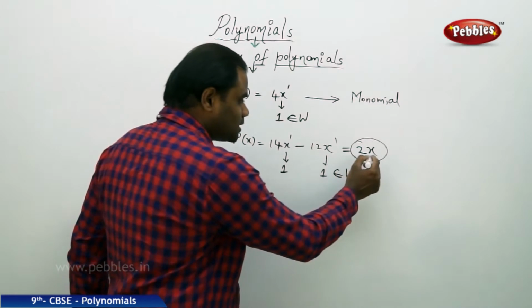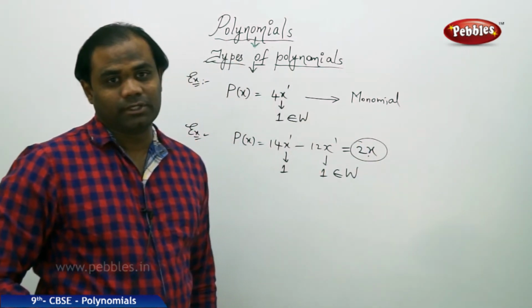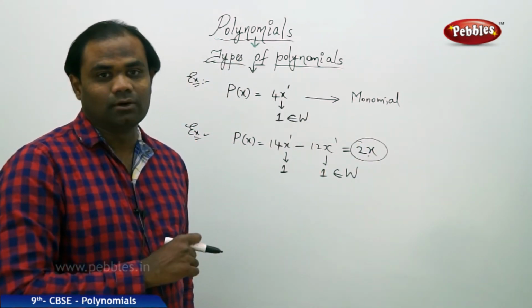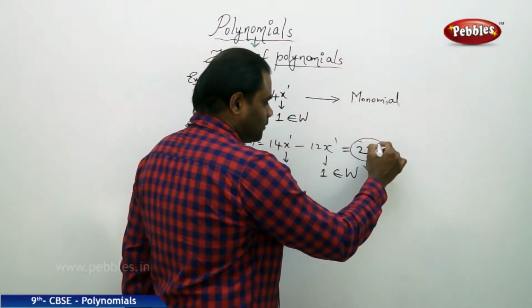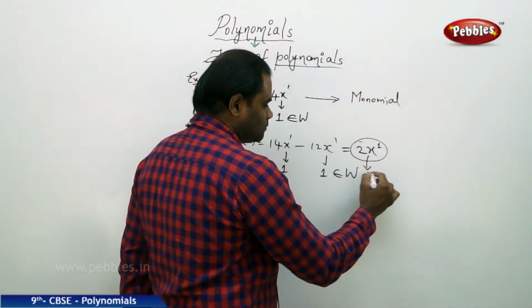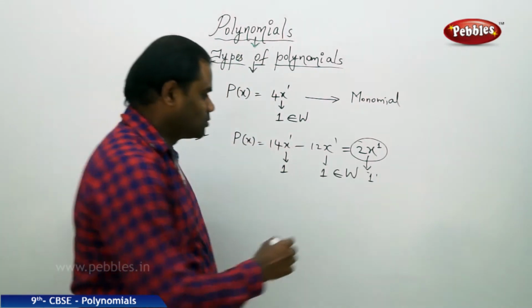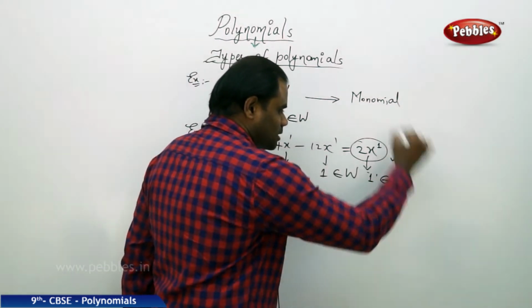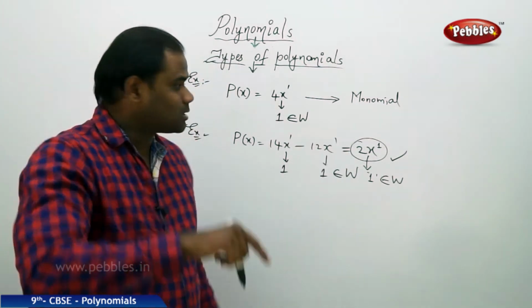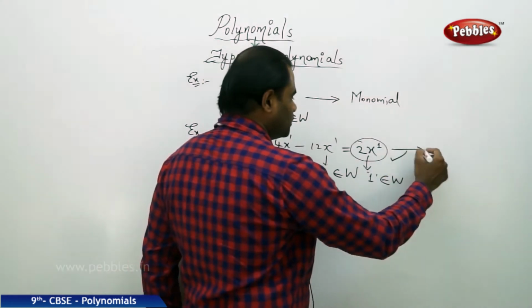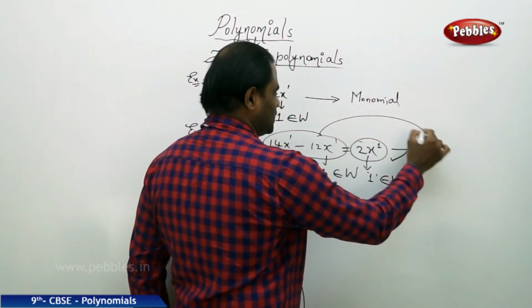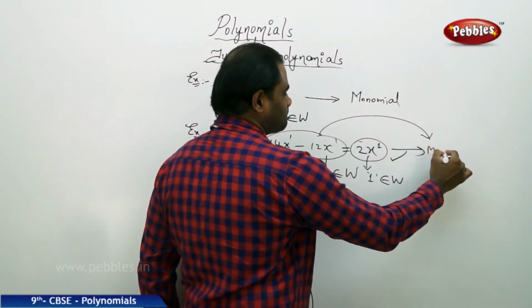So this is the actual polynomial which needs to be decided on. Now here, the power of x is 1. It belongs to whole numbers. It's a polynomial and it is a polynomial of one term, and therefore this polynomial, indirectly given by this, is a monomial.